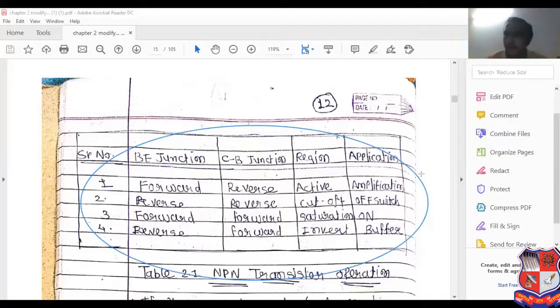So NPN transistor operation is divided into 4 cases. The NPN transistor operation topic is complete. The first topic according to chapter number 2 is NPN transistor operation, and the second topic is the relation between emitter voltage, emitter current, base current and collector current. I have also established the relation IE equals IB plus IC. That is also part of the syllabus. So please complete the 2 topics of chapter number 2 from this particular lecture. Try to understand this very carefully. Thank you very much.